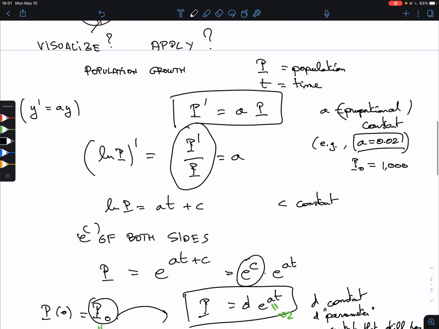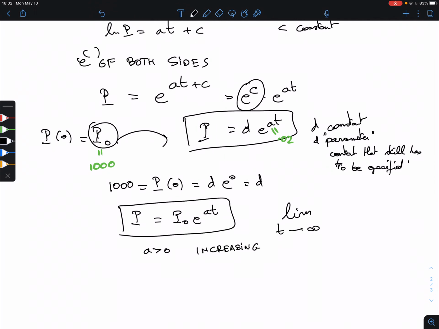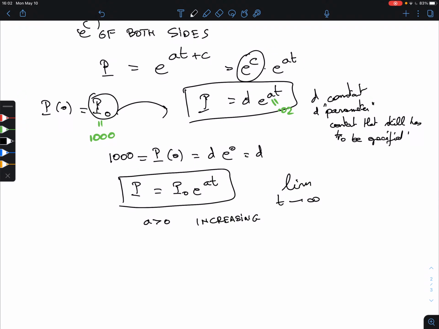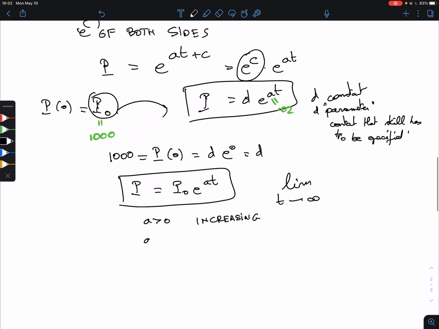That's where exponential growth comes from. It's from solving this simple idea that a population grows proportional to the number of members that it has. That is expressed by this differential equation. Then we solve this differential equation and we see that we get an exponential, and that is what we call exponential growth. Now, if a is positive, then it's increasing. If a is negative, then it's decreasing. You say, how can it be negative, Professor?